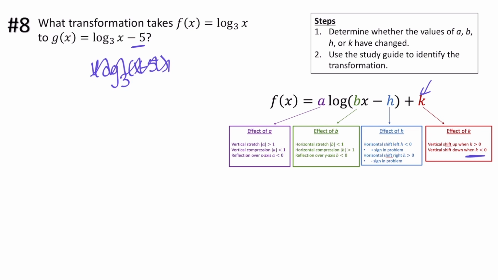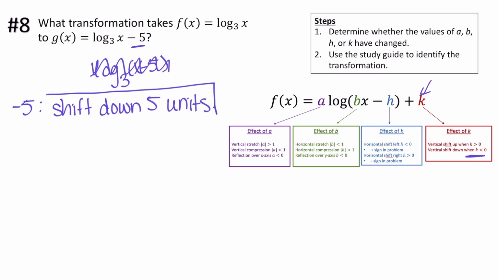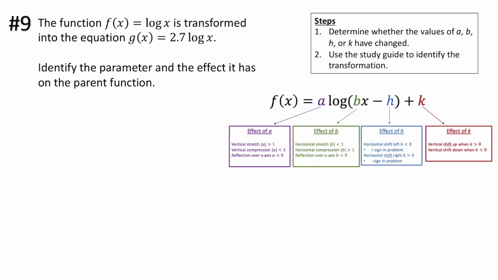When k is less than 0, it shifts down. So what happens is that minus 5 is going to create a shift down 5 units. Okay, and that is the only transformation that we have in this problem because that's the only new number that's been added in.